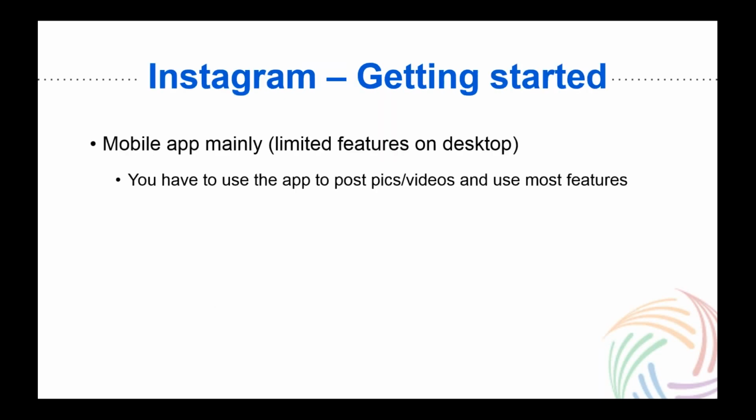So getting started on Instagram, it's really a mobile app. There is some functionality of it on desktop, like on your computer. If you go to Instagram.com and log in, or create a profile and log in, you can comment on pictures, you can follow people, but you can't post anything. So to actually post pictures and videos on Instagram, you need to download the app on your smartphone.